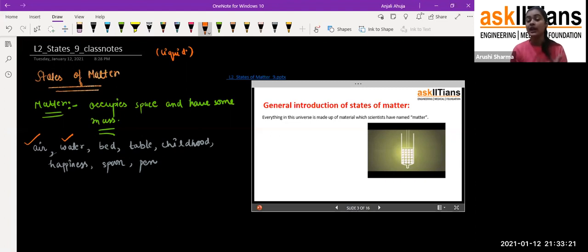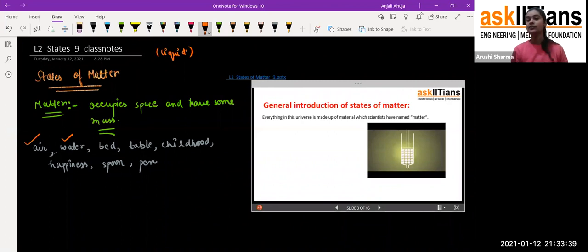Would you say that cotton is matter? Exactly, because it occupies space, and even if it is very lightweight, it will have some weight. Same nature as air: air is very lightweight, but it will occupy all of these spaces. Exactly, all around us we have air.